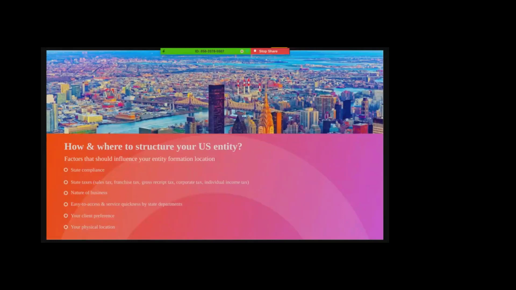The second one would be state taxes. There are a multitude of taxes at the state level. One is a state sales tax, franchise tax, gross receipts tax, corporate tax, and individual income tax. Not all states will have all five taxes. Some might just have a sales tax. For example, Florida has a sales tax and a corporate tax. There is no franchise tax, no gross receipts tax, and no individual income tax. So this varies from state to state, and your situation would determine what is the best state for you.